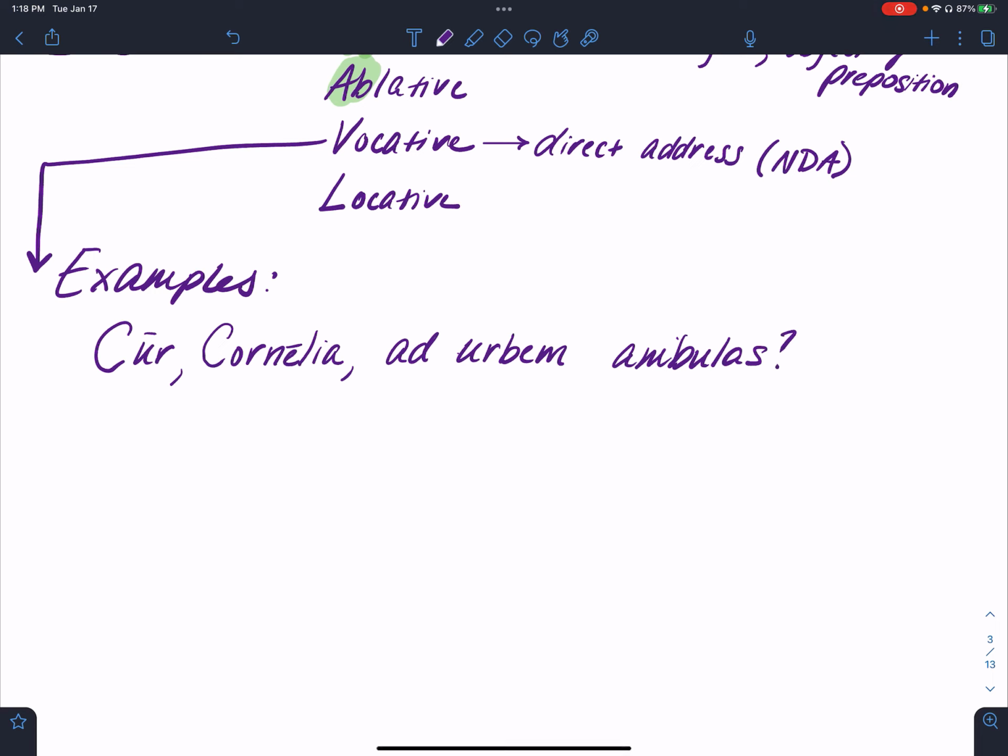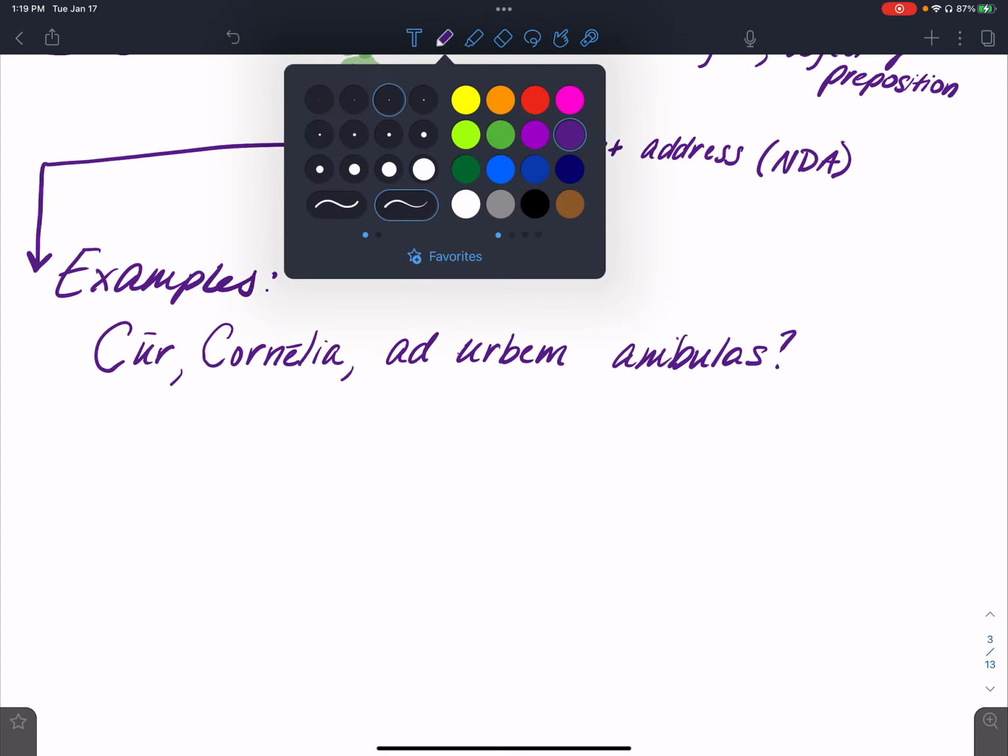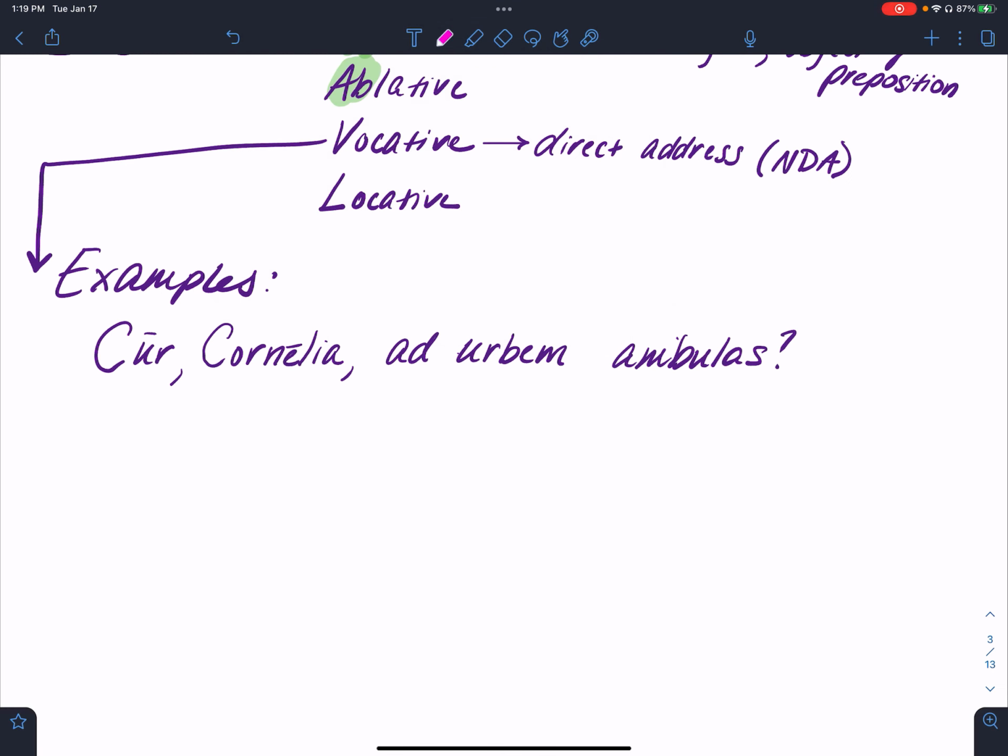Okay, so here's your sentence. Cur Cornelia ad urbem ambulas. Okay, now, if we were to separate this out, we see a couple different cases here. Let's do it in pink, because why not? Urbem is a noun, and Cornelia is a noun also. Cur is a question word, ad is a preposition, and ambulas is a verb. We're not talking about those right this second.